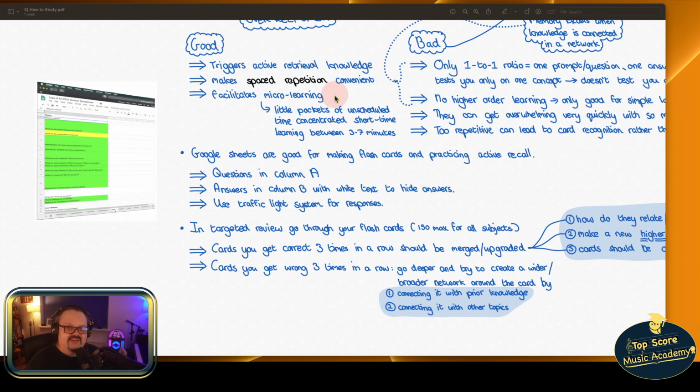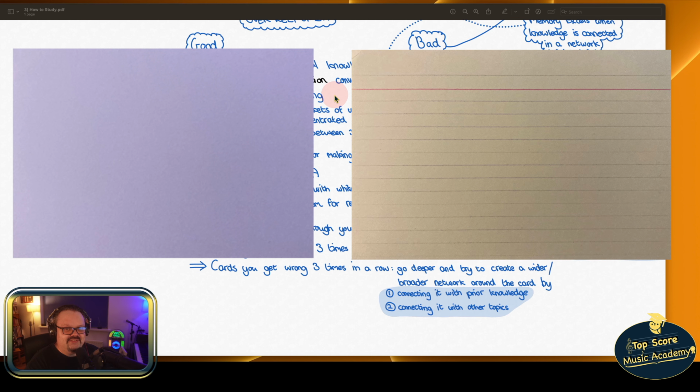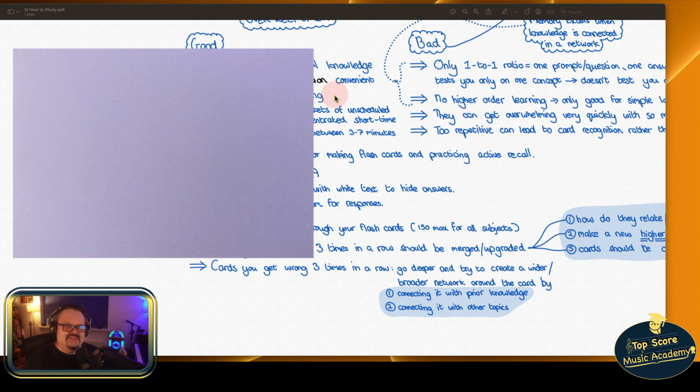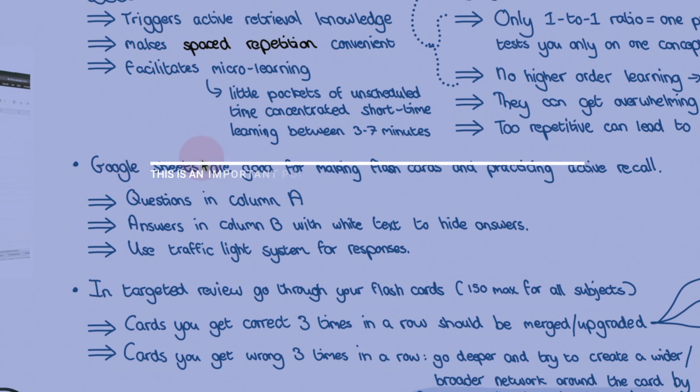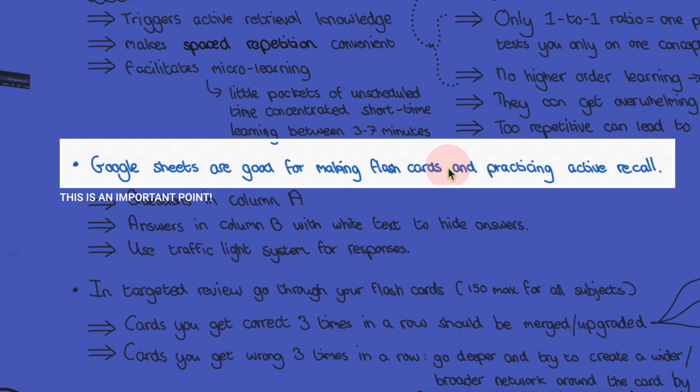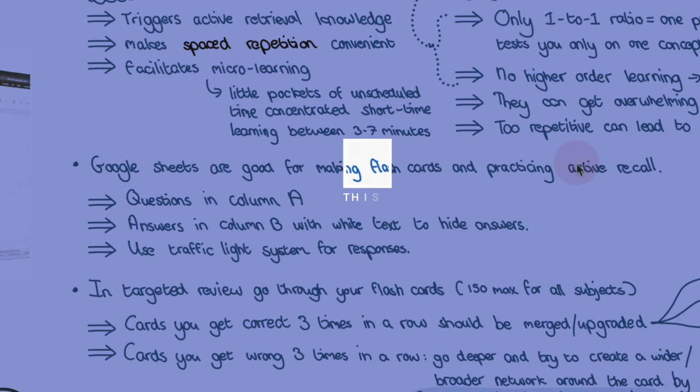Rather than going out and buying dozens if not hundreds of flashcards, and if you are going to do that, I would still recommend that you use the blank versions rather than the ruled flashcards, because the blank ones allow you to be a bit more creative and maybe even have a sort of miniature diagram in your flashcard. But if you aren't going to do that, I recommend doing this instead. Use Google Spreadsheets or even Microsoft Excel if you have the MS Office subscription. They're good for making flashcards and practicing active recall.